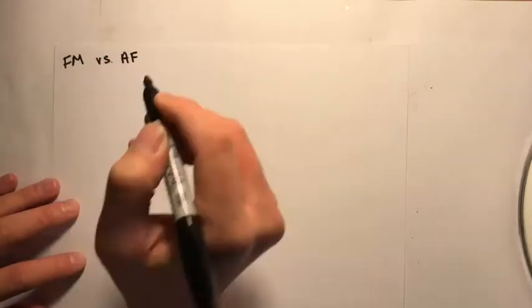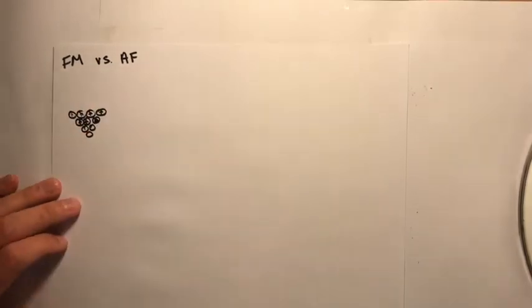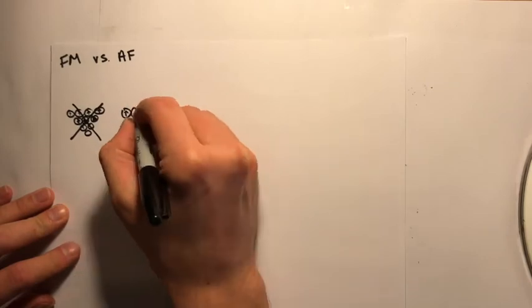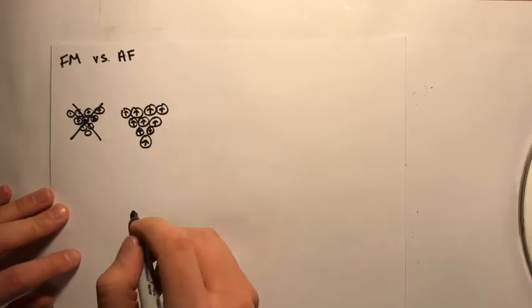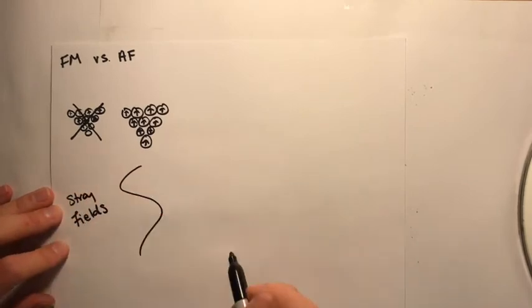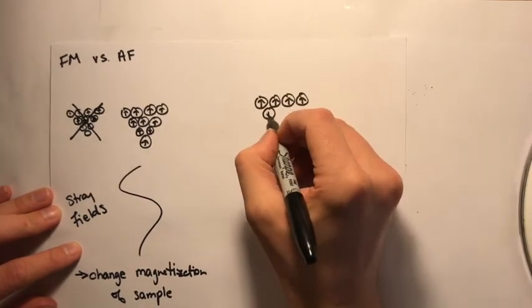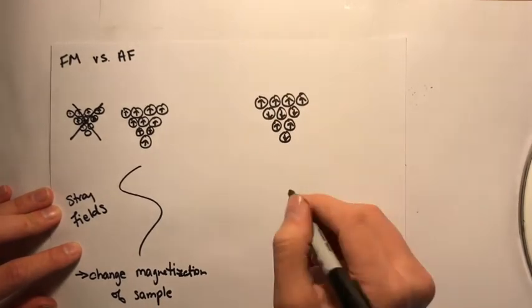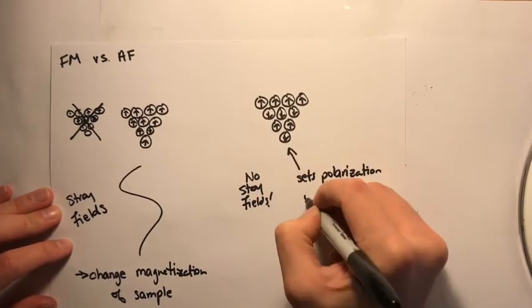Start by looking at the choice between ferromagnets or anti-ferromagnets. If you consider the point of the tip where there's just a single atom doing the current, if you have a ferromagnet and all of them are polarized the same way, as you move that tip across the surface of the sample, you can induce stray fields, which will actually change the magnetization of the sample. This tends to mean that anti-ferromagnetic tips are more desirable because only the tip itself sets the polarization and you don't get these stray fields.